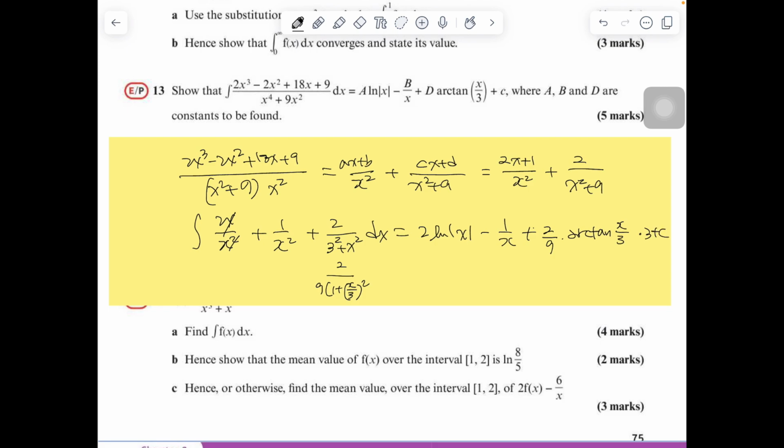Am I right? It's x over 3 to the power of 2. When I make the form of arctan, it becomes like this. And because it's the reverse chain rule, I need to multiply by 3, because it's the derivative of x over 3. So like this, a is 2, b is 1, d is 2 over 3. So this is the one. Let's go to the next one.